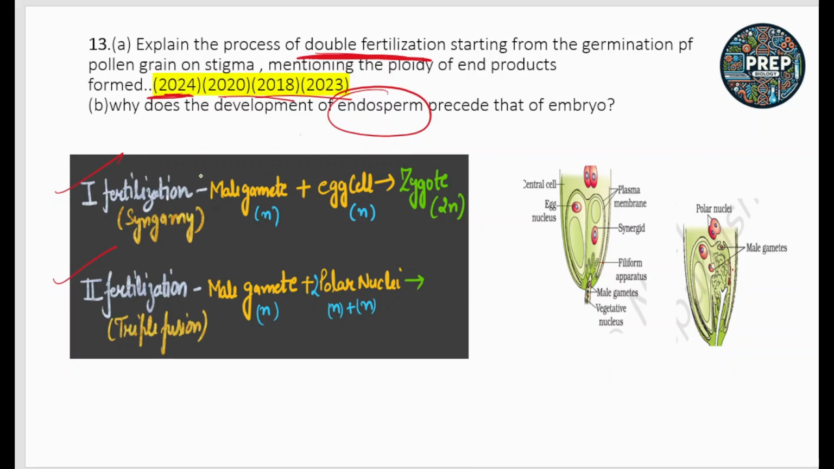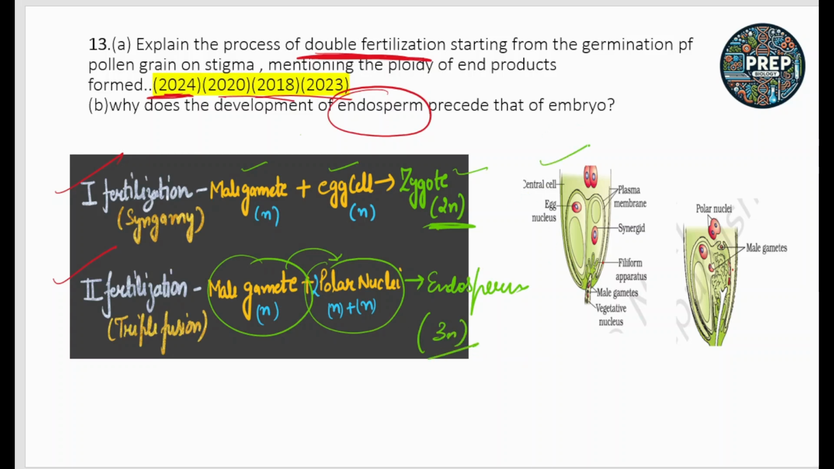in which, in the first fertilization, the male gamete fuses with the egg cell to form the zygote. This is the end product, and the ploidy of the zygote is 2n, that is diploid. In the second fertilization, triple fusion occurs: the male gamete fuses with the two polar nuclei, which will form the endosperm. The ploidy of the endosperm is triploid, that is 3n.